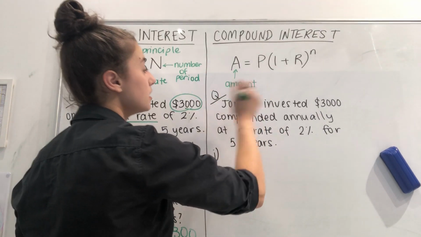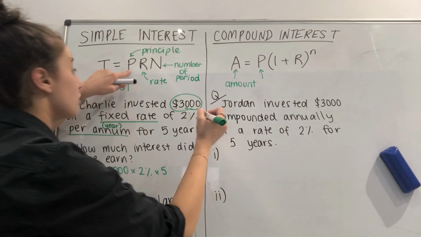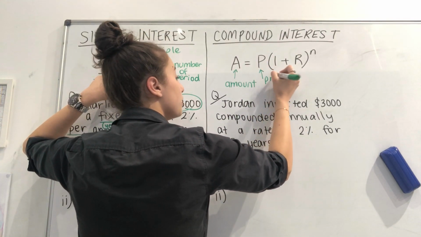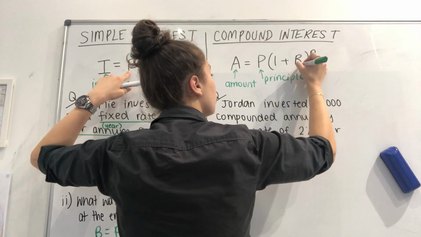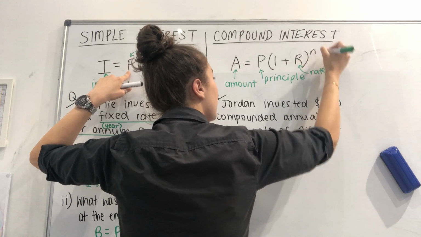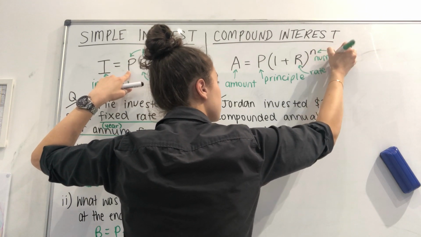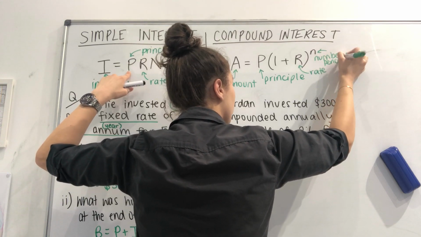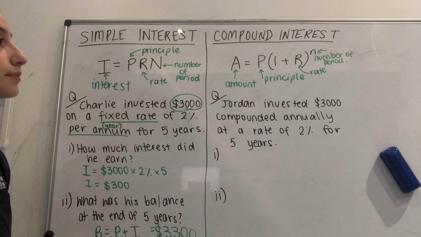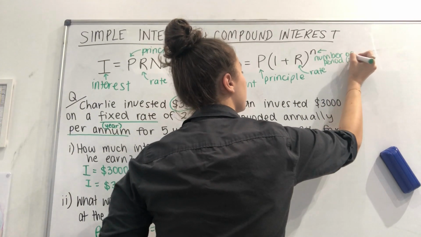So we have the amount. P stands for the same thing it did over here, which is the principal, or the amount of money that we start with. Okay, again, your R is your rate, and N, number of periods that the money is being invested in or the loan is being paid off on. Okay, number of periods there.